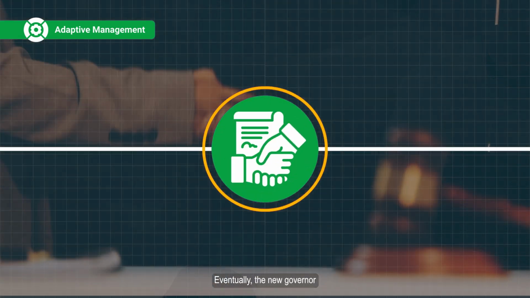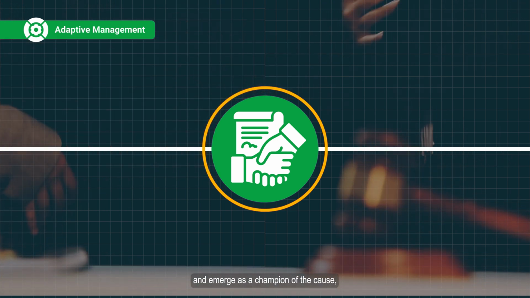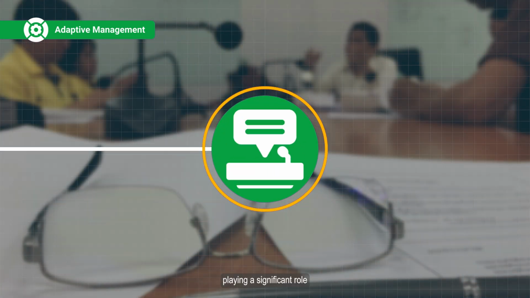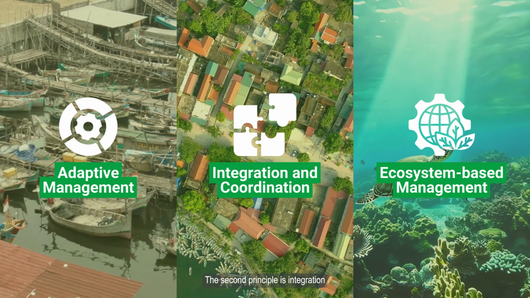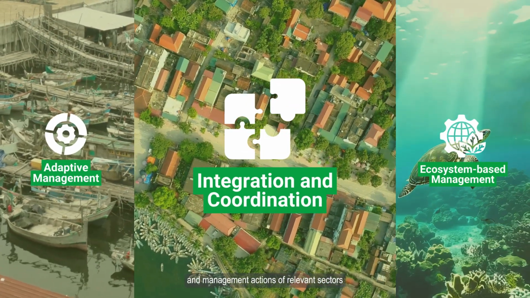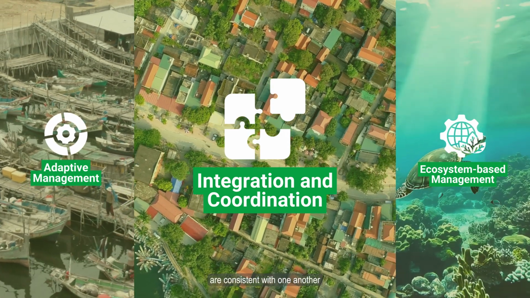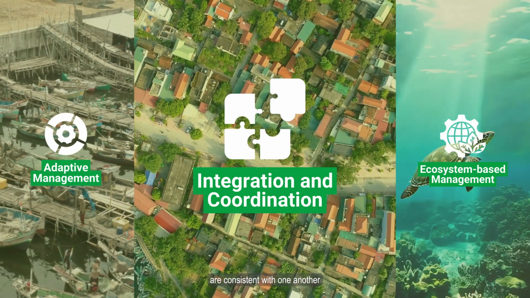Eventually, the new governor became convinced of the benefits of ICM and emerged as a champion of the cause, playing a significant role in the regional network of local governments practicing ICM. The second principle is integration and coordination, which ensures that policies and management actions of relevant sectors within an ICM program are consistent with one another.